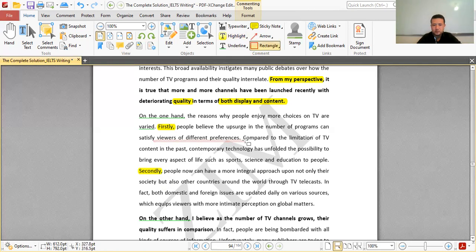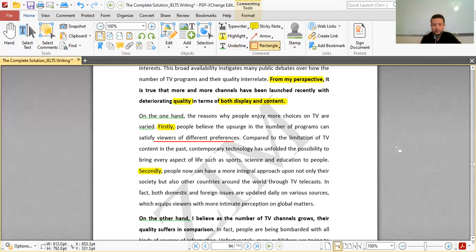satisfy the viewers of different preferences. Next one is, for example, compare it. And the next sentence is you have to explain, for example, compare it to the limitation of TV content in the past. The contemporary technology has unfolded the possibility to bring every aspect of life, such as sports, science, and education, to people. It is the explaining part.